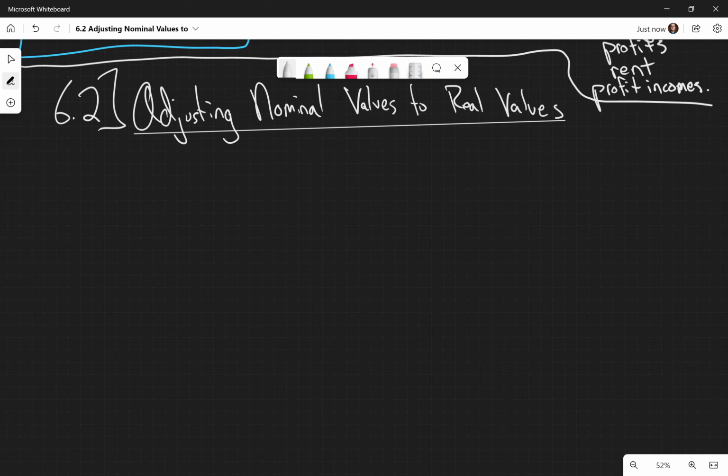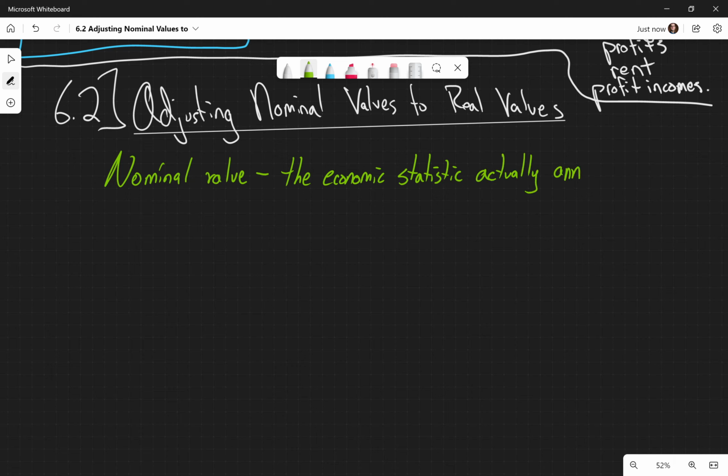So when we're talking about any kind of national economic measure, we are, for the most part, talking about the nominal value of it. What do we mean when we're talking about the nominal value? The nominal value is just really the normal value. So it is an economic statistic that is actually announced at that time.